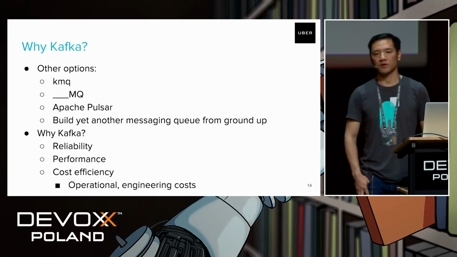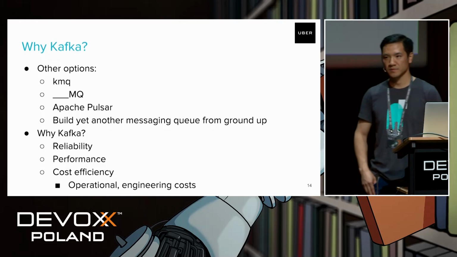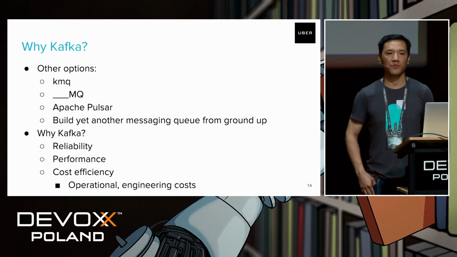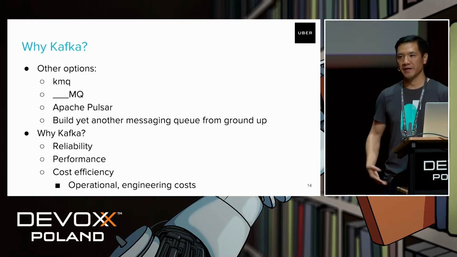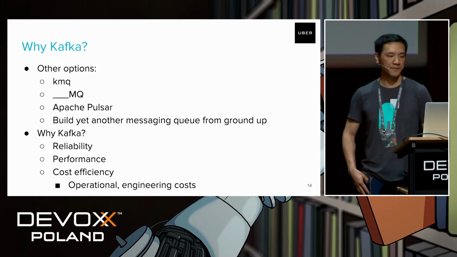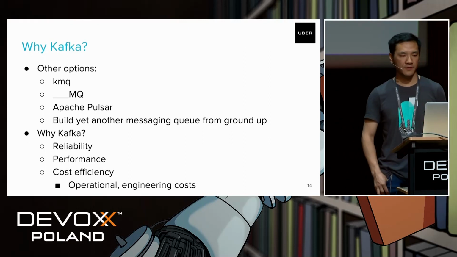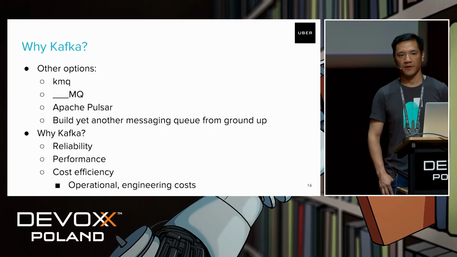But why do we build on top of Kafka? There are a bunch of reasons. First of all, Kafka is widely used at Uber. It's well known for its reliability and its performance, providing very low latency on the producer and consumer side, and very high throughput.